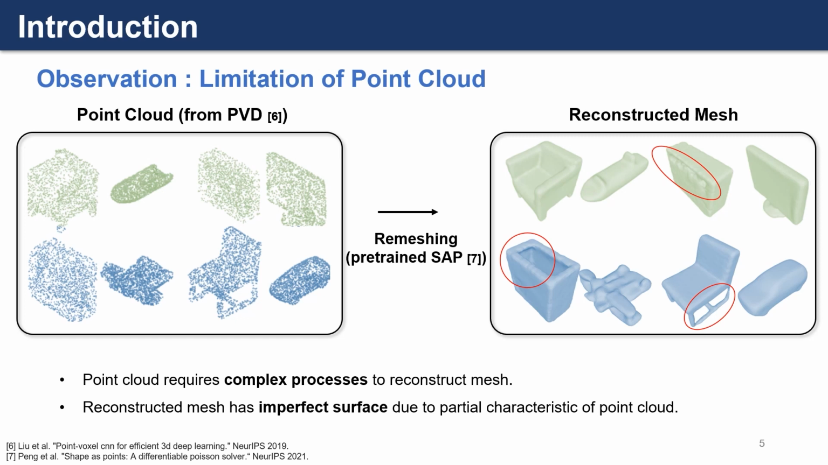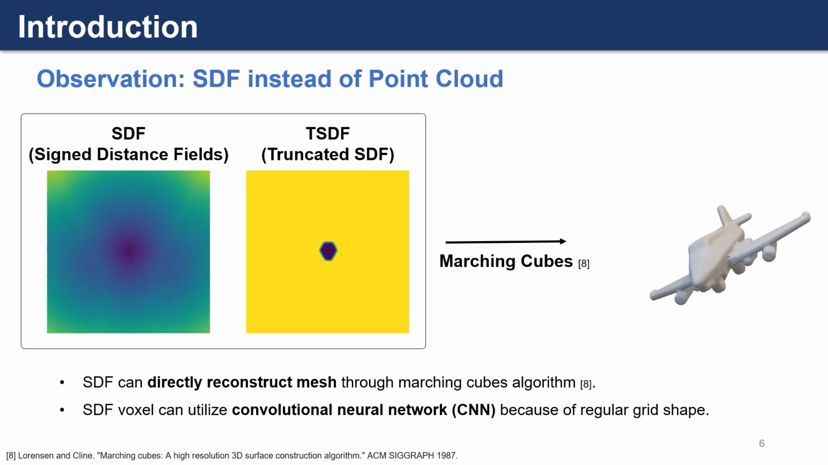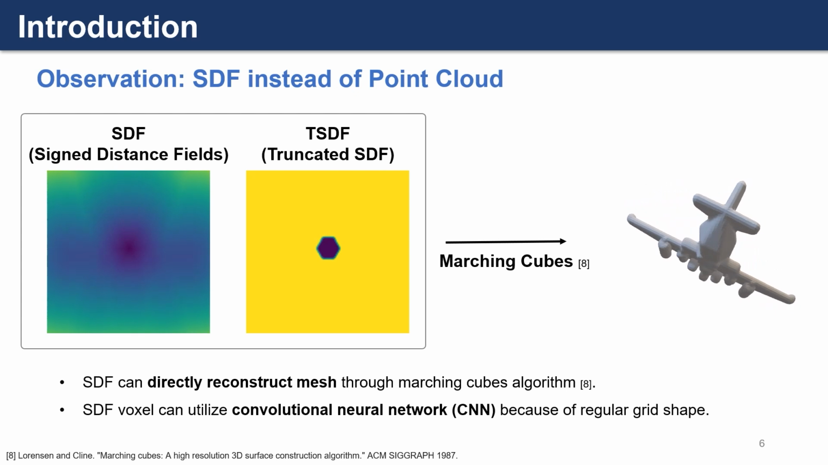Point cloud is partial representation of 3D shape, so point cloud has limited applicability. In addition, as you can see in the red circles, the reconstructed meshes have an uneven and irregular surface. Therefore, we find another representation for 3D shape generation. In this slide, we will explain about why we choose voxel-shaped SDF instead of point cloud.